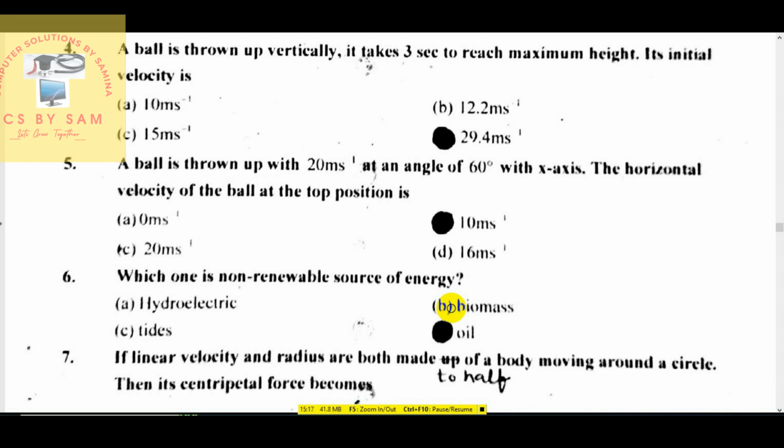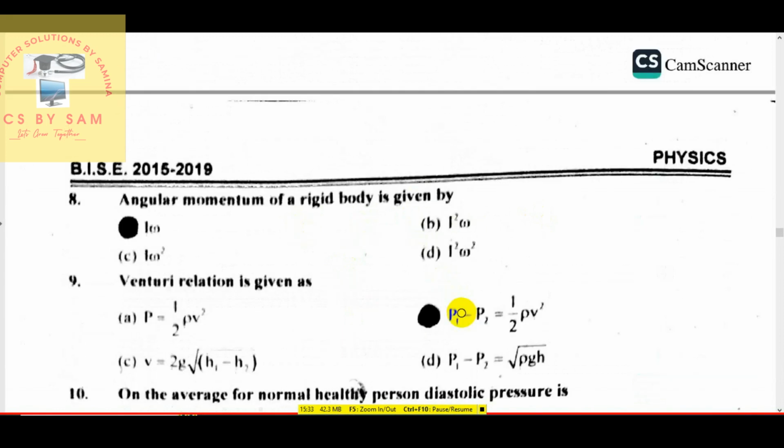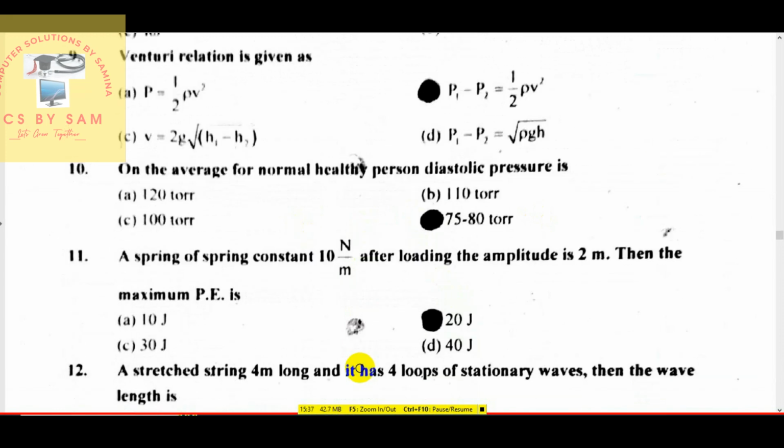Which one is the non-renewable source of energy? The answer is oil. If linear velocity and radius are both made half for a body moving around a circle, then its centripetal force becomes 1/2. The Bernoulli relation is given as P1 minus P2 is equal to 1/2 rho v square. On average for a normal healthy person, diastolic pressure is 70 to 80 torr.